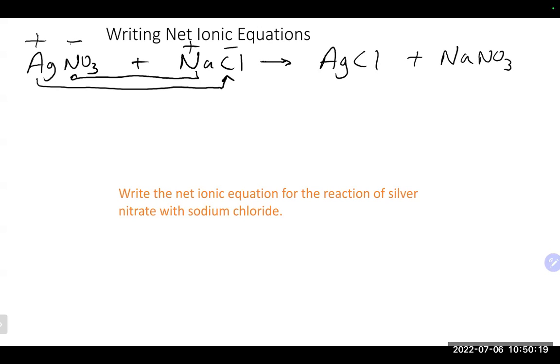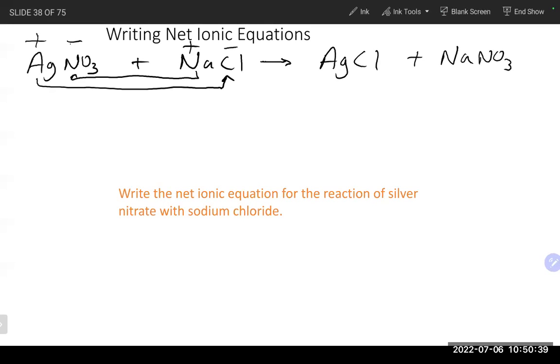We also want to make sure it's balanced, right? So if we take a look on the left-hand side there, we got one silver, that's good. We got one nitrate, one sodium, and one chloride, so it actually is balanced in this case. A reminder, it won't always be balanced, so you do want to make sure that you do check it. First off, any questions on how I got to that equation?